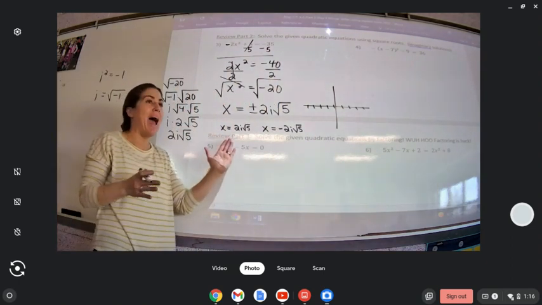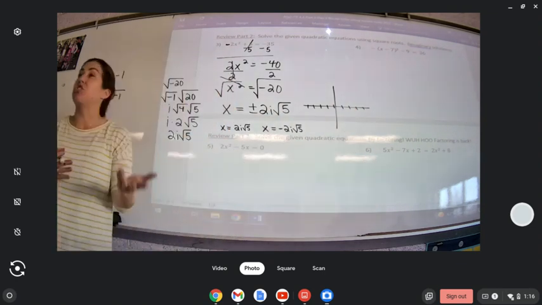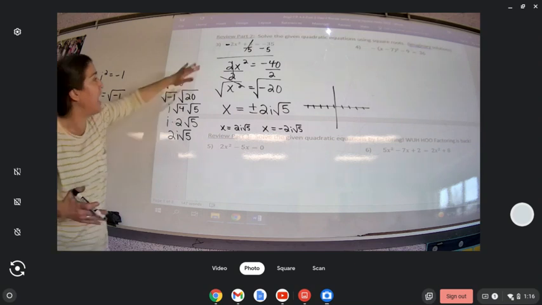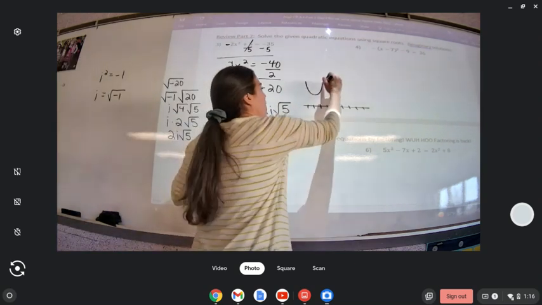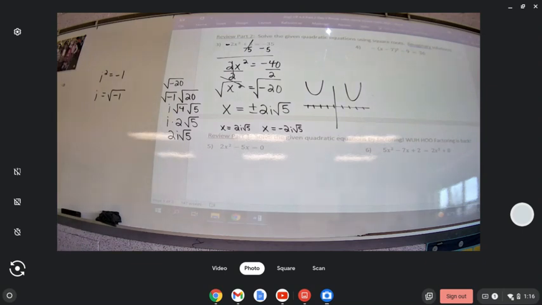So he does not have any real x values that could be his x-intercepts. It's just telling you that his parabola, A was positive, is somewhere entirely above the x-axis. He never touches the x-axis. He does not have any real x-intercepts. That's what it's telling you.